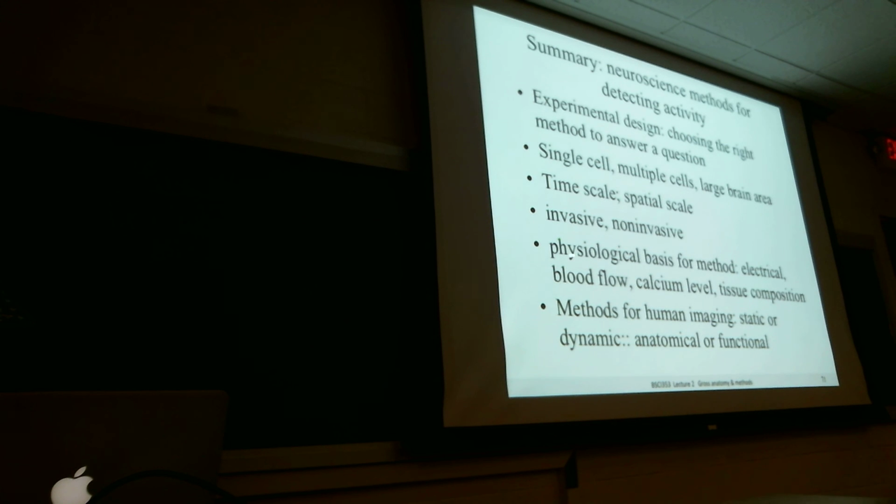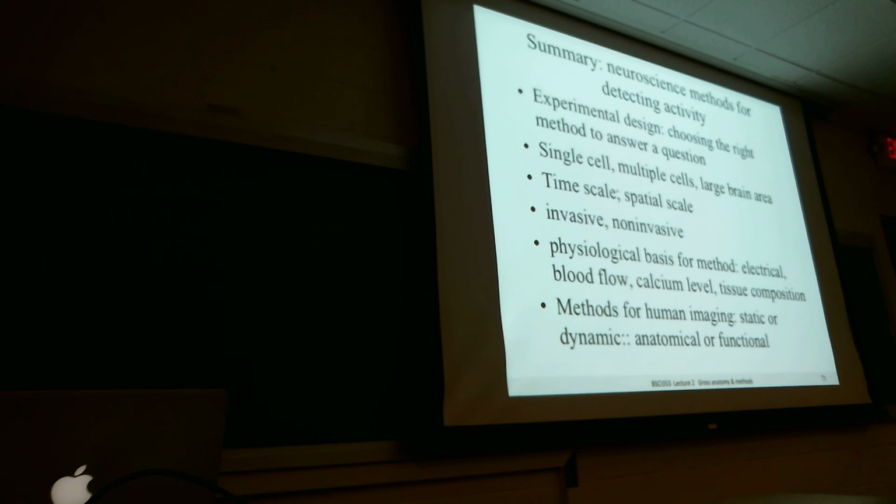What's the physiological basis for the method? Is it a direct electrical detection, or does it detect indirect things like blood flow, calcium level, or maybe the tissue composition? For the human imaging, try to think about which of these methods are static versus dynamic, which gives you either anatomical, structural detail, or functional detail. Okay, so that's the kind of thing that you might be asked is, here's an experiment, what kind of method are you going to use in order to get the information?